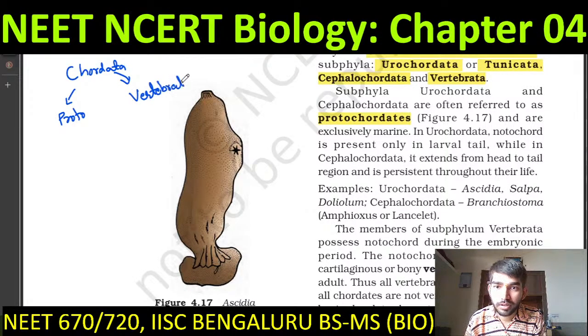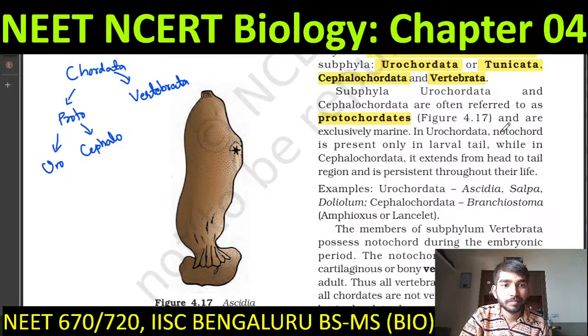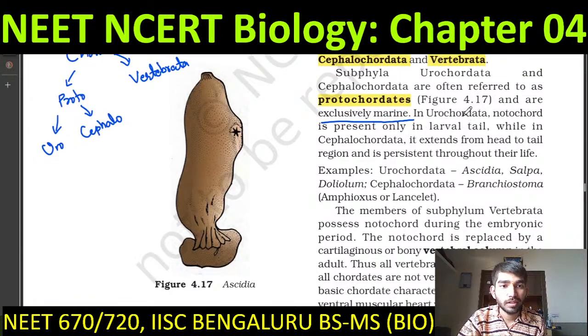If I were to draw a phylogenetic tree, I would draw it in a different way, but this is just for you to understand the flow. So this is Urochordata and this is Cephalochordata. Cephalo meaning the brain region, the cephalic region, and they are exclusively marine. So they are exclusively present in salty water.